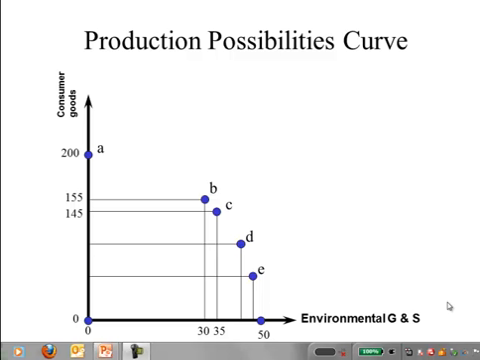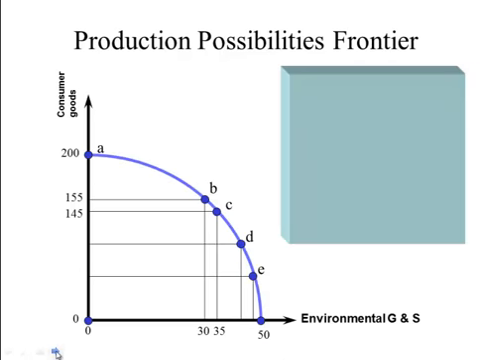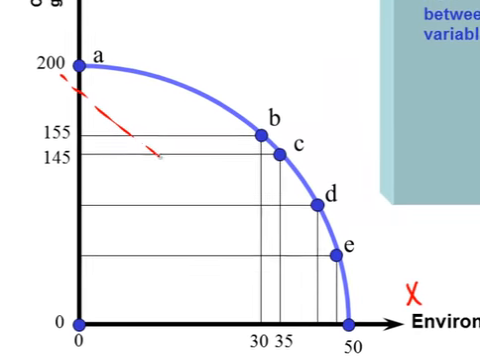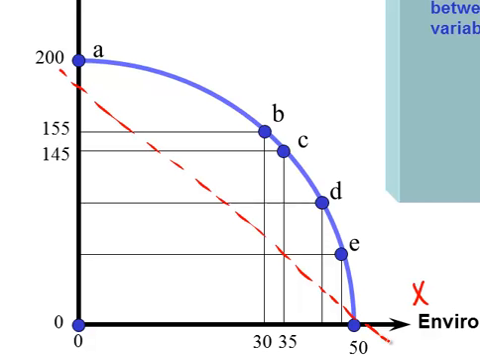What we're going to do now is talk a little bit more about the math behind it. So in particular, we could ask the question, how can we describe the mathematical relationship between the x and the y variables? So on our y-axis, we have consumer goods, and on our x-axis, we have environmental goods and services. And the general relationship between these two, from a math standpoint, is that the relationship is negative. Of course, we're referring here to the slope of the line that represents this relationship.